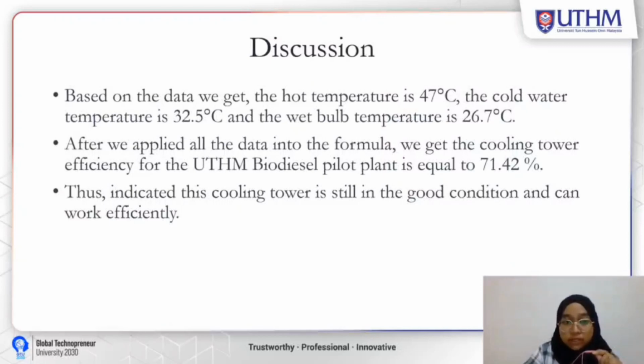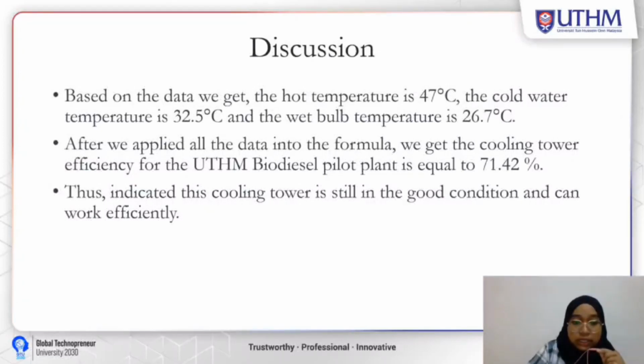Last but not least is the cooling tower efficiency part. Firstly, we must know the formula to calculate the cooling tower efficiency, and the formula is shown in the result part. From the formula, we must get the data for hot water temperature, cold water temperature, and wet bulb temperature. The wet bulb is the lowest temperature at which air can be cooled through constant pressure water evaporation. Based on the data, the hot water temperature is 47 degrees Celsius, the cold water temperature is 32.5 degrees Celsius, and the wet bulb temperature is 26.7 degrees Celsius.